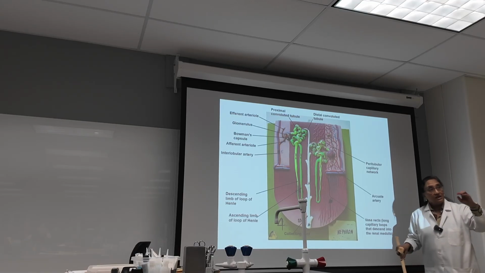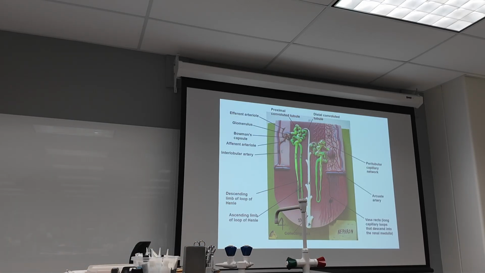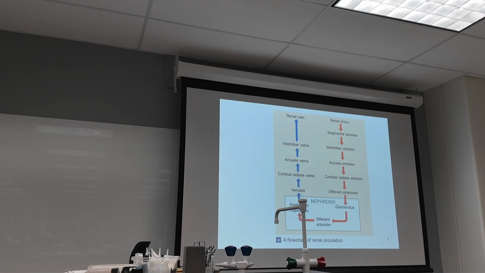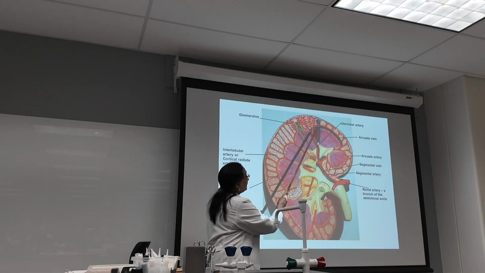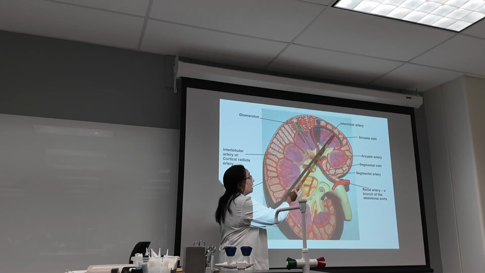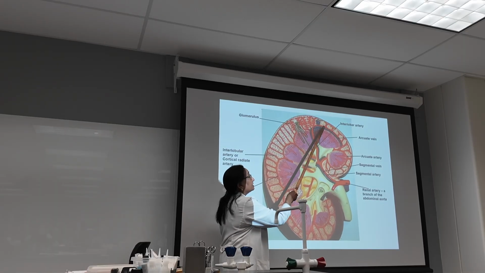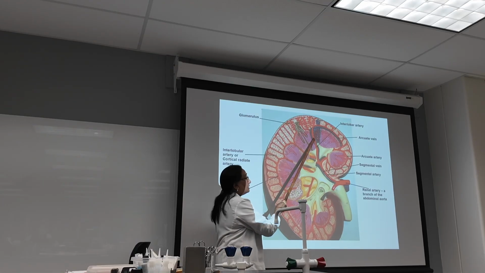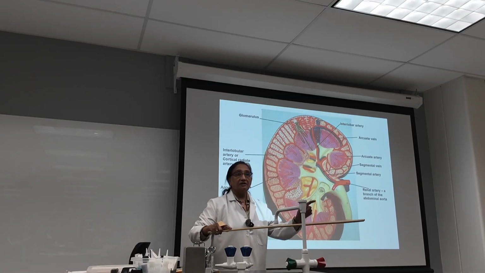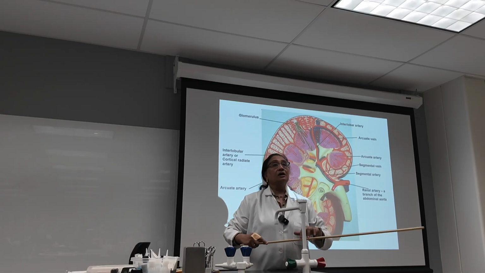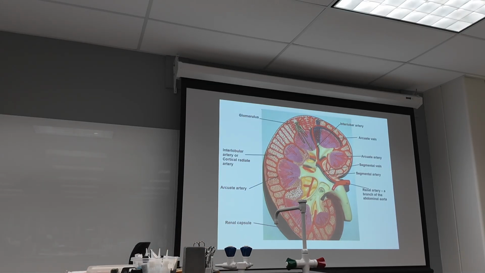Okay, the venules. The veins have the same names as the arteries. So you're going to see peritubular capillaries, interlobar vein, arcuate vein, this is the cortical radiate veins, arcuate veins, interlobar vein, segmental vein, renal vein. Renal vein drains into the inferior vena cava and goes back. So the pathway of blood flow is like this.